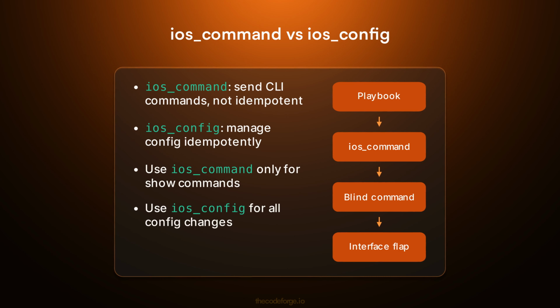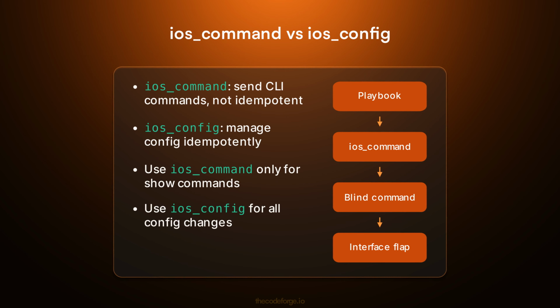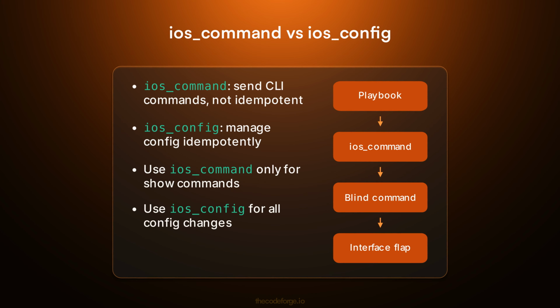The two most common Cisco IOS modules are ios_command and ios_config. ios_command sends arbitrary CLI commands and is not idempotent. ios_config reads the running config, compares it with the desired state, and applies only necessary changes. Always use ios_config for configuration.